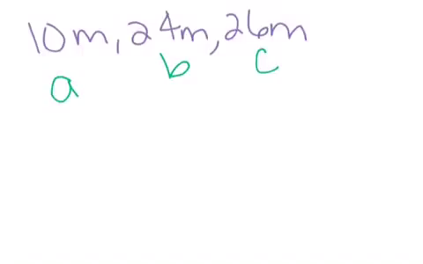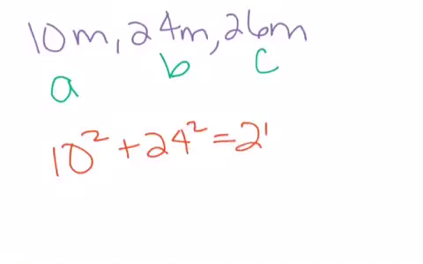Then we're going to put it into the Pythagorean theorem. So we have 10 squared plus 24 squared equals 26 squared. So I want you to pause the video, square all these numbers, and see if they're going to equal each other. Hit play whenever you're ready to see if you got it correct.